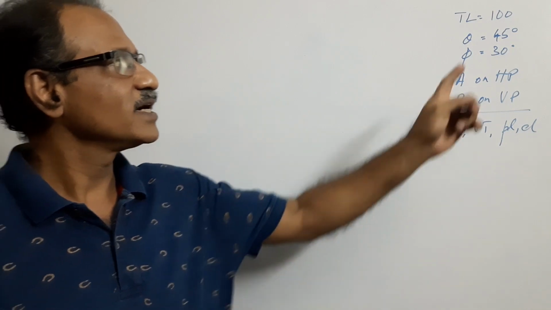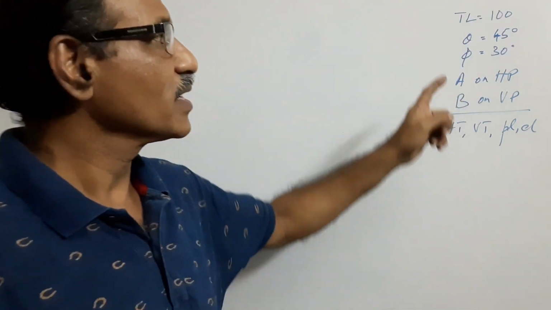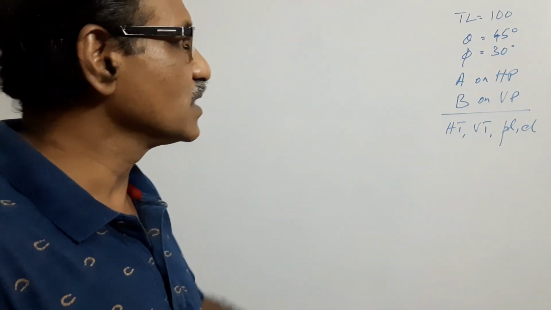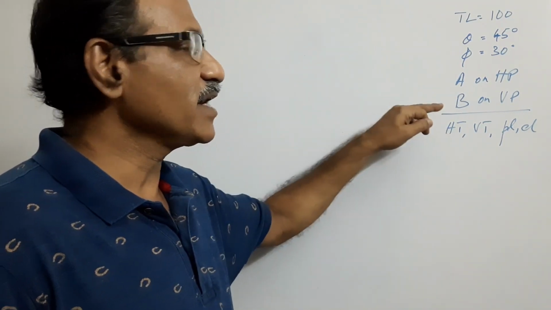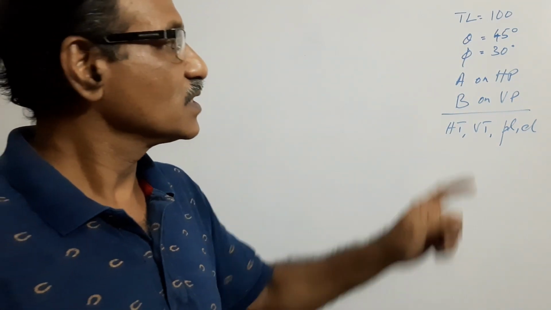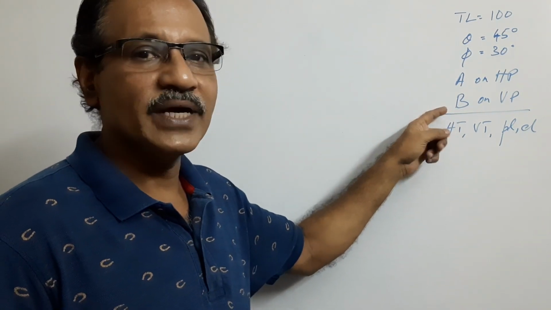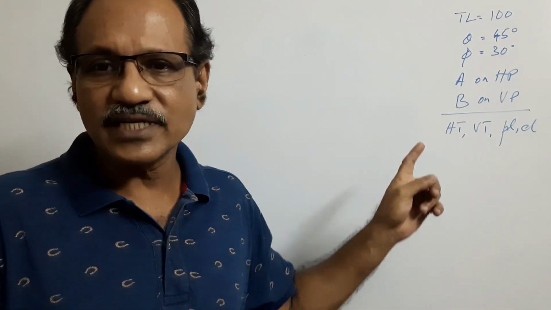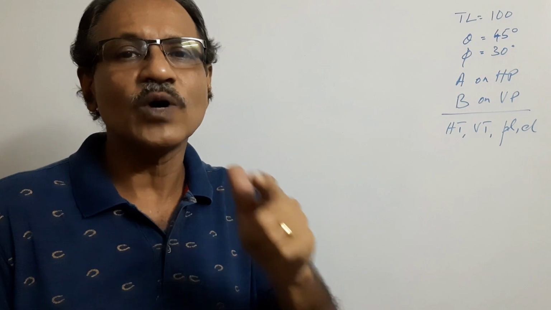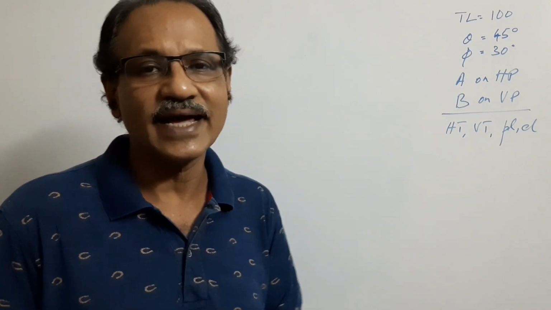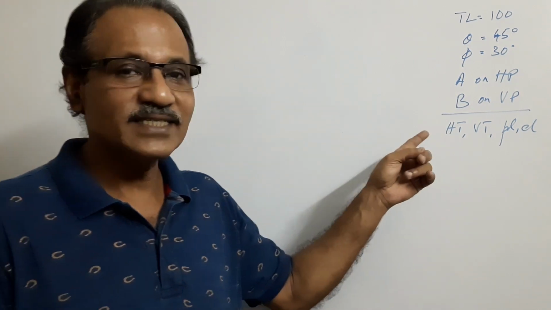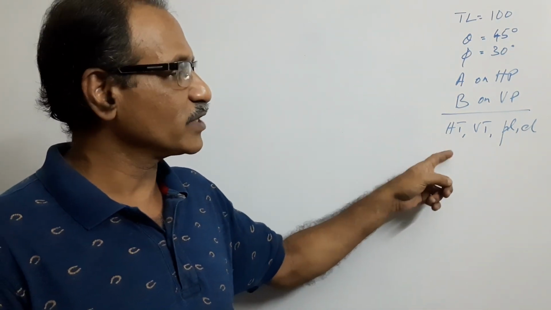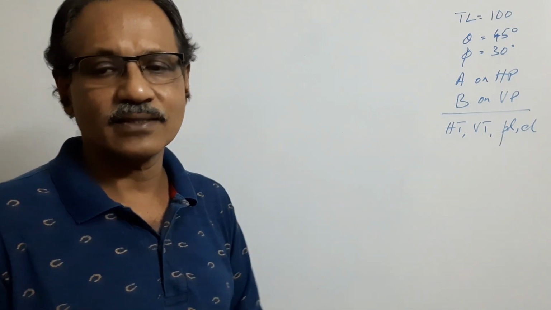The question says true length is 100, theta is 45 degrees, phi is 30 degrees, end A is on HP and end B is on VP. The question actually doesn't say in which quadrant the line is. You are asked to draw the projections and find out HT, VT, plan length and elevation length.